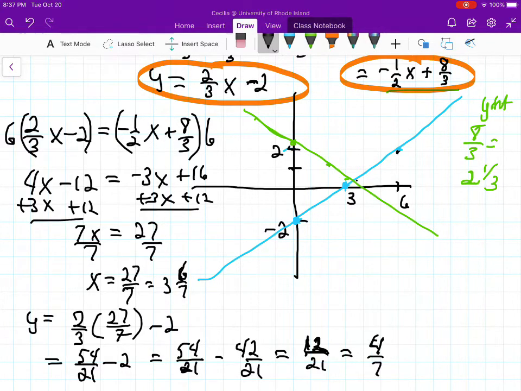And 4/7 is close to halfway between 0 and 1, right? So our point of intersection is 3 6/7 and 4/7. So we see that our little sketch may have been just a little bit off, but we're pretty close. So we feel confident that this appears to be in the right ballpark.